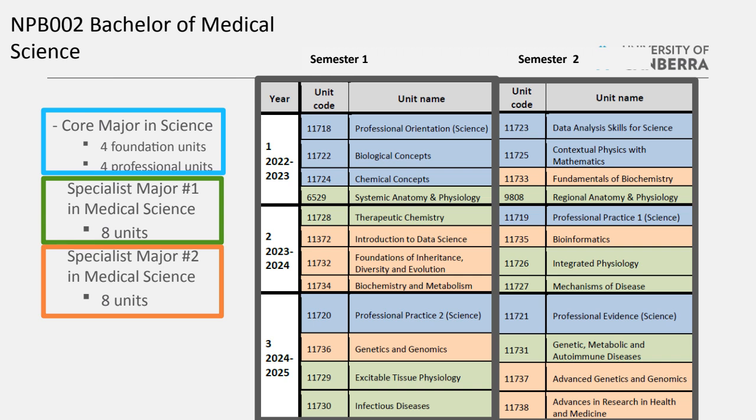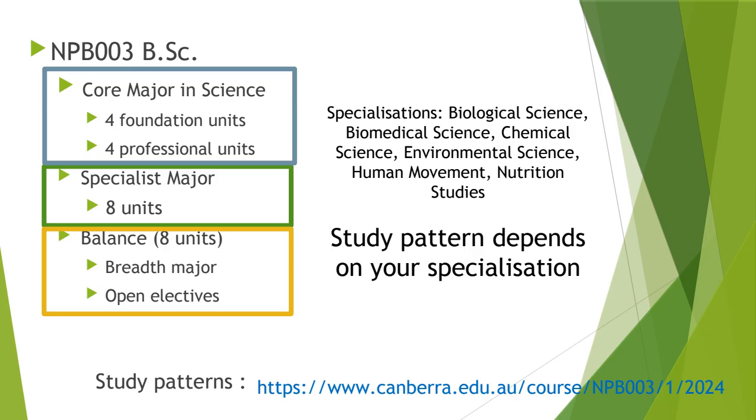And it's the same story here with the Bachelor of Medical Science. I think this one is also the other way around. This should be semester 2 and this should be semester 1. And again, we have the core major in science, a specialist major in medical science, and the specialist major number 2 in medical science as well. And you can see some of these units as well that I'm sure you're familiar with, some of them, especially these ones here at the top, because that will be your year 1 course.